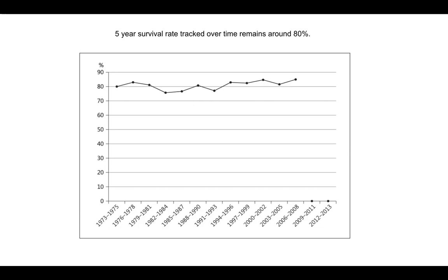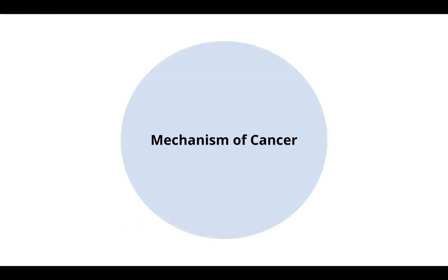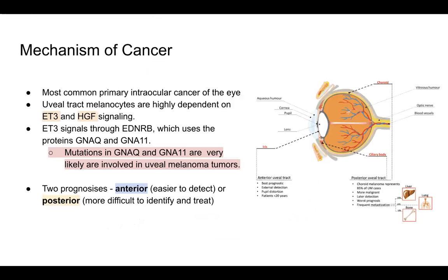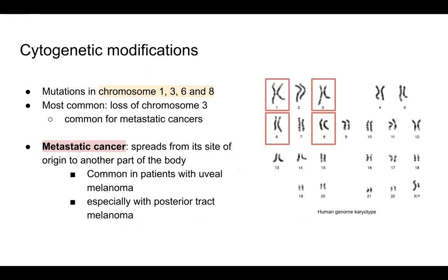However, before we can treat the disease, we must examine its roots. Here, we seek to understand how uveal melanoma occurs. Uveal melanoma is the most common intraocular cancer of the eye. There are two prognoses: anterior or posterior uveal tract cancer. ET3 and HGF signaling control are very important pathways within the uveal tract melanocytes and are likely involved in the development of uveal melanoma tumors. On a cytogenetic level, these mutations take place on chromosomes 1, 3, 6, and 8, but most commonly on chromosome 3, a common factor in metastatic cancers.